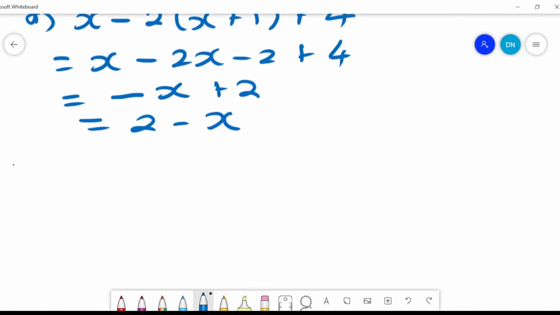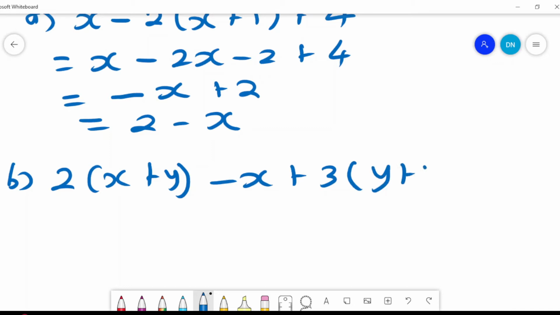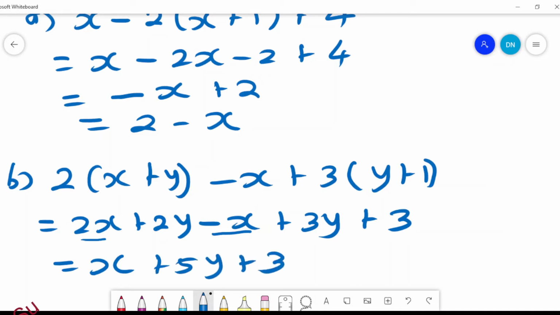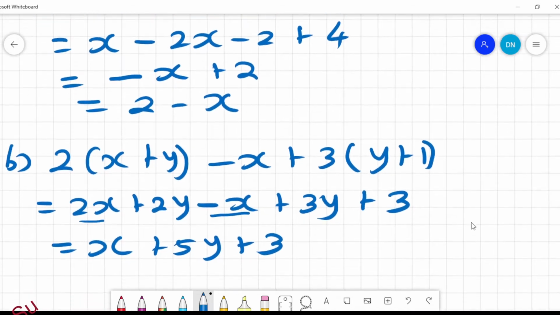Another example we can think about on simplifying expressions is 2(x plus y) minus (x plus 3y plus 1). That gives us 2x plus 2y minus x minus 3y minus 1. So we have 2x minus x, which will give me x, and then 2y minus 3y, and then the constant. And that is the simplest form we can write that expression.